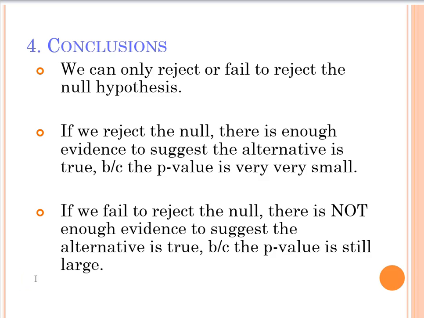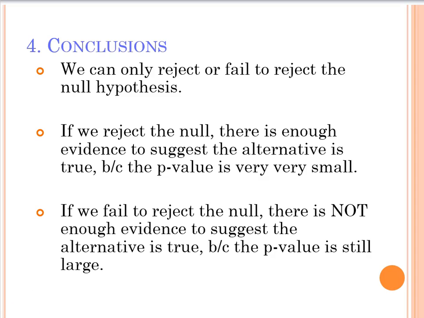So our conclusions are either one of two things. We can either reject or fail to reject the null hypothesis. We never accept a null hypothesis and we never accept the alternative. We either reject the null hypothesis, saying we have enough evidence in favor of the alternative, that the alternative is most likely true, or if we fail to reject, then we just don't have enough evidence to suggest that the alternative is true. We're not saying the alternative is not true, just that we just don't have enough evidence.